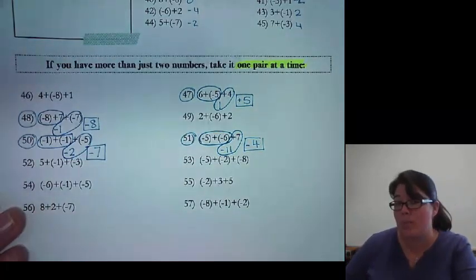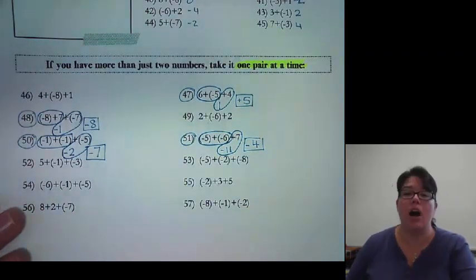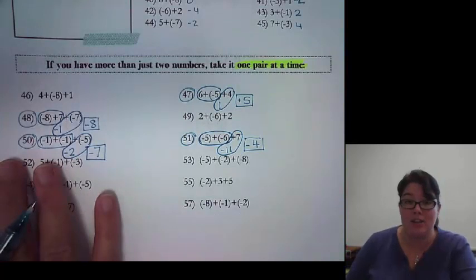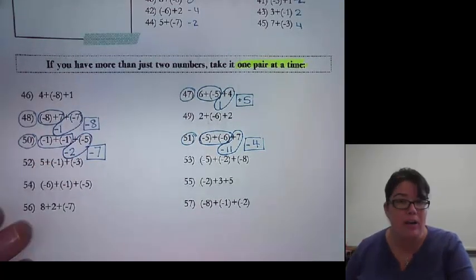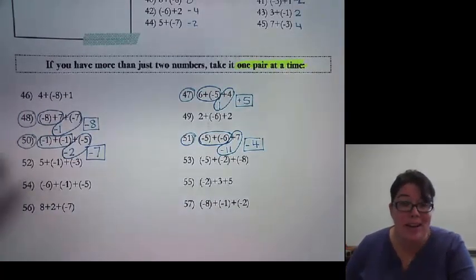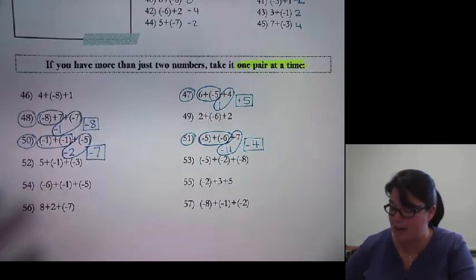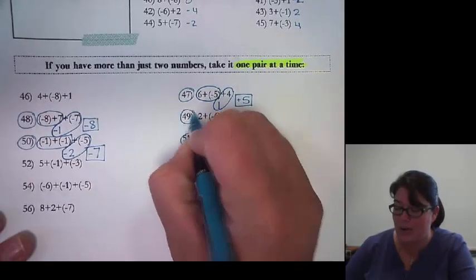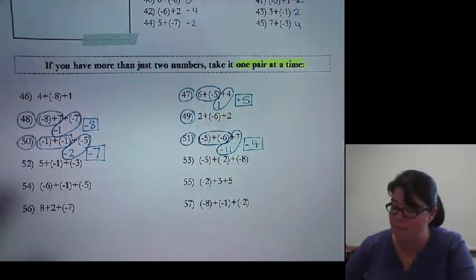Now I want to show you one more way that you can do this. So far we've been doing all of these in our head, doing the addition in our head, and following our song to remember the rule for the signs. But there's another way where you can actually see kind of what's happening here. So let's take a look at number 49 together, and we'll do it this new way.